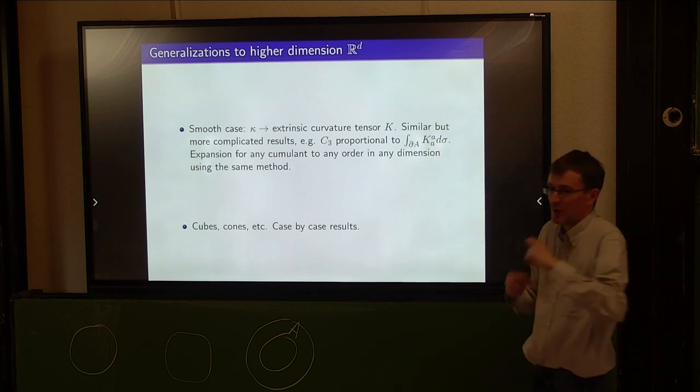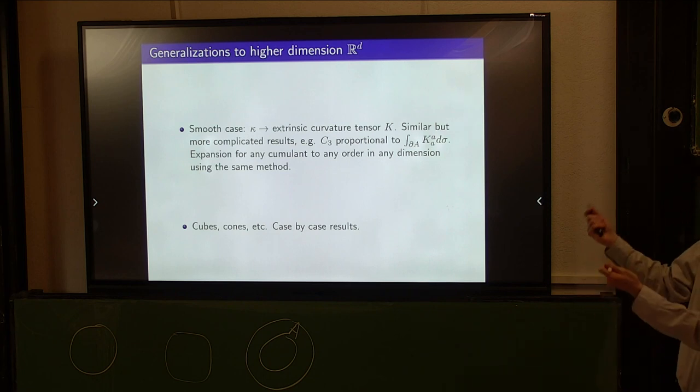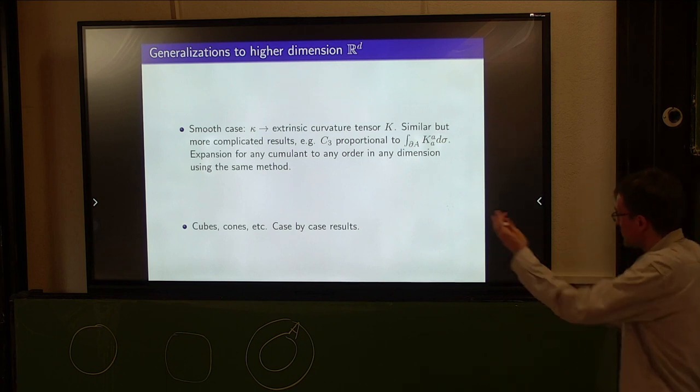And also, if you go to a higher order, then it's not obvious what you get, because at the order where you would get kappa squared, you can get trace K squared, or you can get trace K, squared. So then it becomes more complicated, but you can do it.